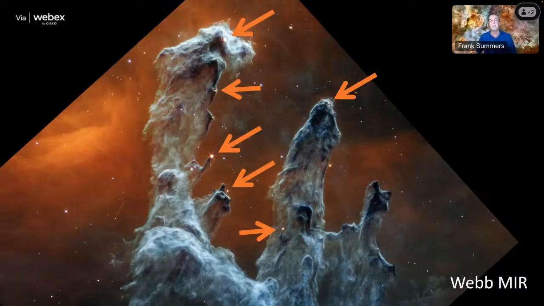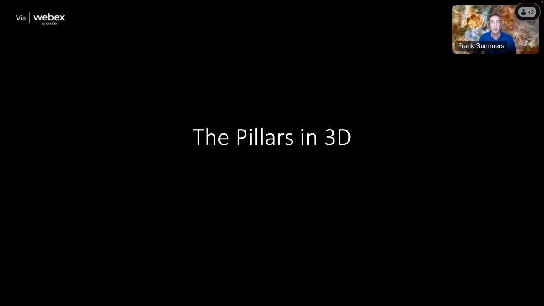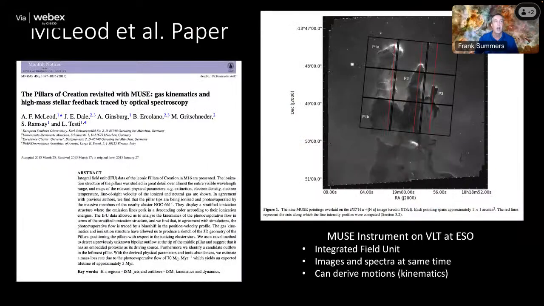All right, so that's my tour of the pillars to show you all the interesting science points we want to highlight. Let's take these pillars and pull them into 3D. To do that, I'm going to use a paper by Anna McLeod and company, and they use the MUSE instrument on the Very Large Telescope at the European Southern Observatory. And this is what we call an integrated field unit, okay?